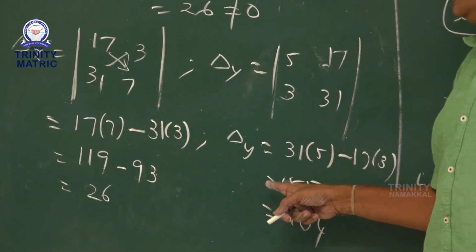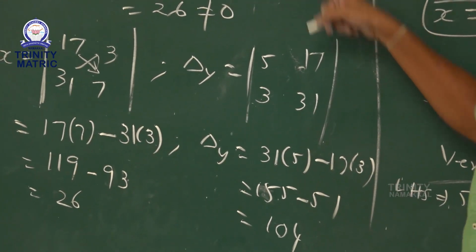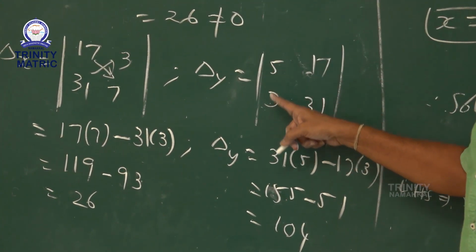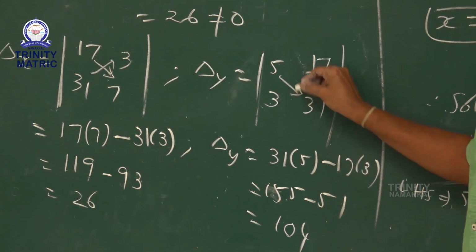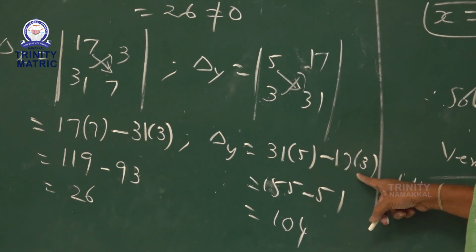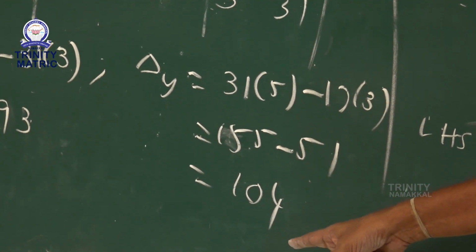Likewise, del y. How will we find del y? You have to remove the coefficient of y. Instead of 3, 7, you have to put 17, 31. Write the coefficient of x, 5 and 3. 5 into 31, 155 minus 3 into 17, 51. When you subtract 155 minus 51, we get 104.